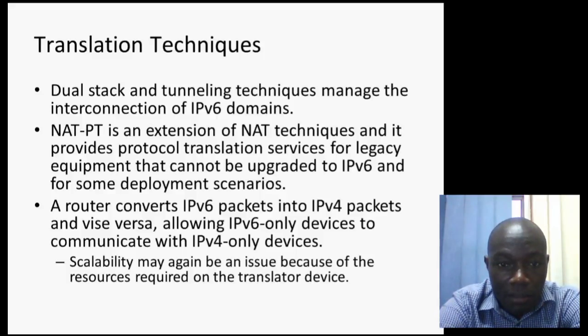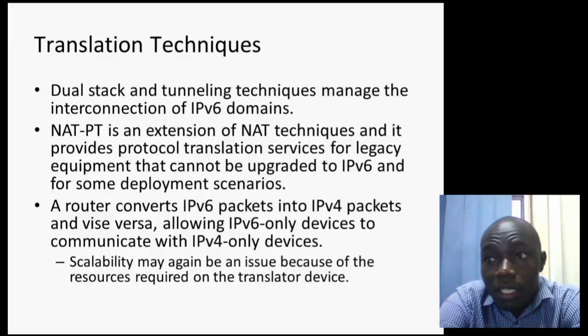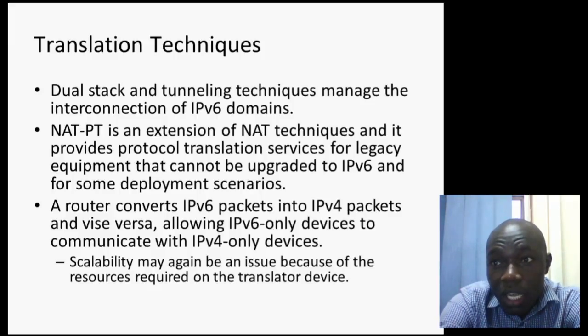The third and last method of transitioning IP version 4 to IP version 6 is translation technique. Now, the translation technique uses a method called NAT-PT. NAT-PT, Network Address Translation, Protocol Translation, is an extension of NAT techniques, and it provides protocol translation services for legacy equipment that cannot be upgraded to IP version 6 and for some deployment scenarios.